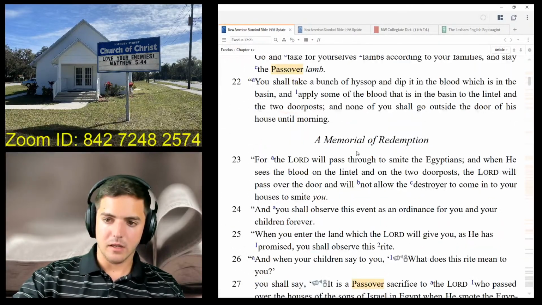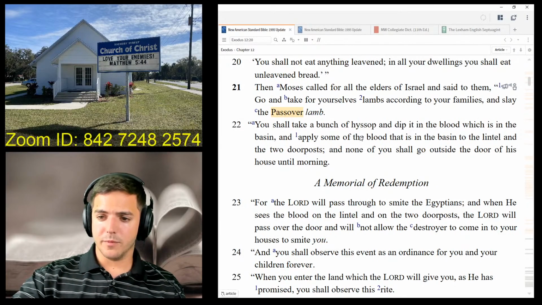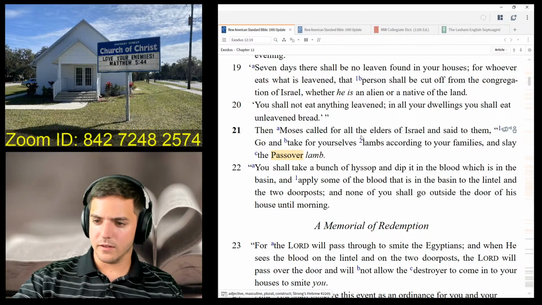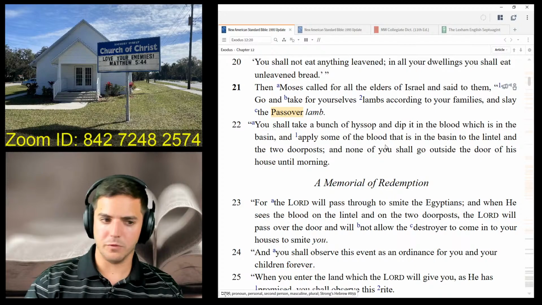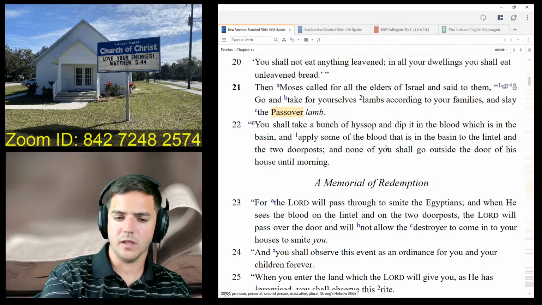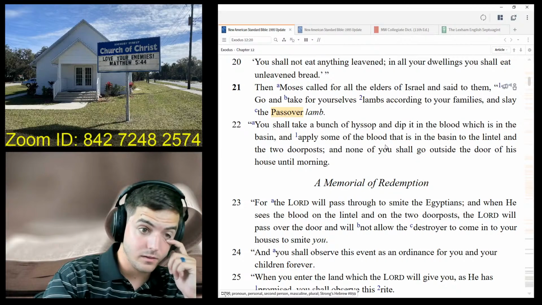All right. Okay, let's see. Let's go down a little bit in this passage to Exodus chapter 12. Let's see. I want to skip some of this here. And verse 21. We'll skip the Feast of the Unleavened Bread for now. Exodus 12:21. And does anybody have any questions there?